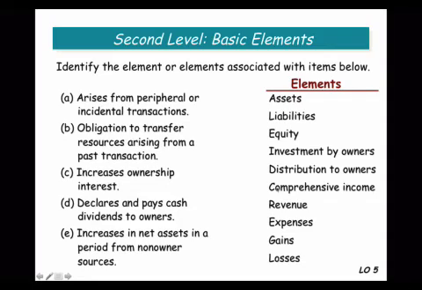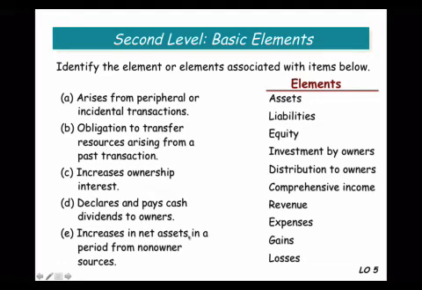comprehensive income. Remember, comprehensive income includes all of these: revenues, expenses, gains and losses, and other comprehensive income, the change in market value of marketable securities and foreign currencies. But revenues also increase ownership interest, and gains also increase ownership interest. So investments, comprehensive income, revenues, and gains all fit in this C category. D says declares and pays cash dividends to owners. Well, that would be our distribution to owners.